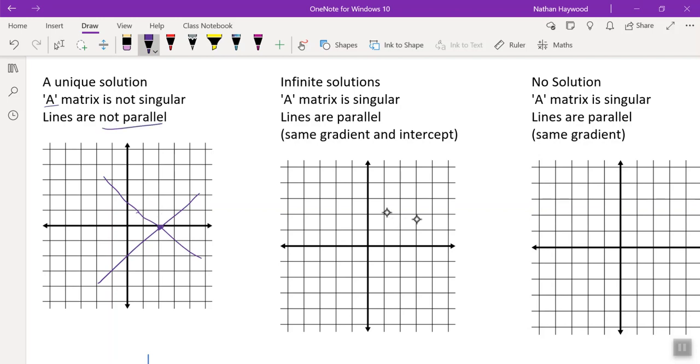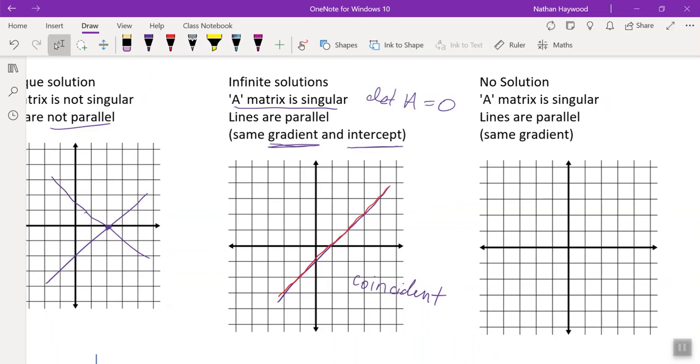Infinite solutions, what does that look like? Perfect, well done, guys. So the first line looks like that. The second line looks like that. So they are the same line. So another way of saying this, the lines are coincident.